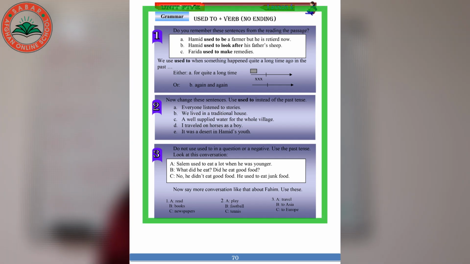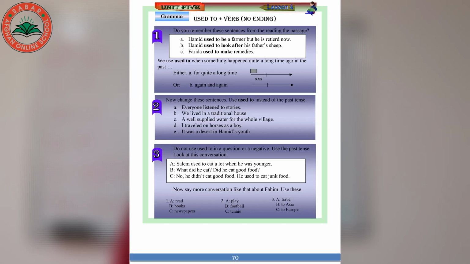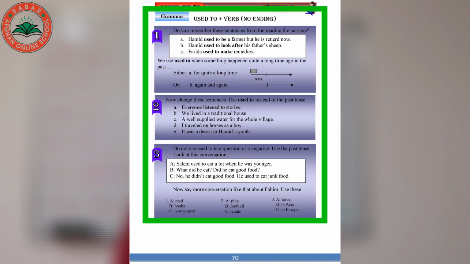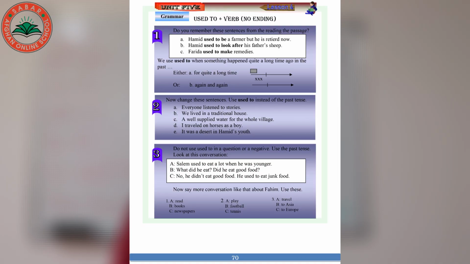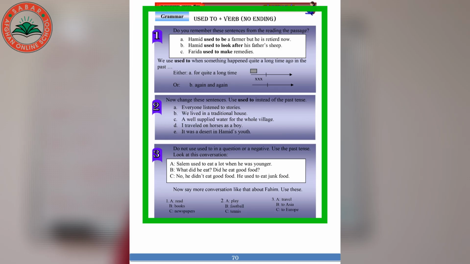Dear students, page 17, lesson 4. Used to plus verb, no ending. Do you remember these sentences from the reading passage? Hamid used to be a farmer, but he is retired now.